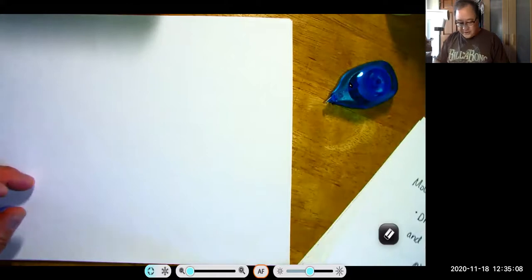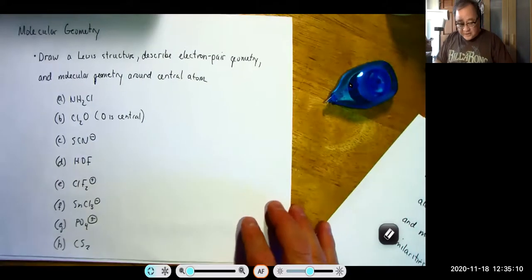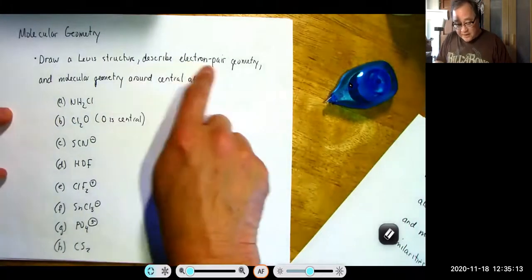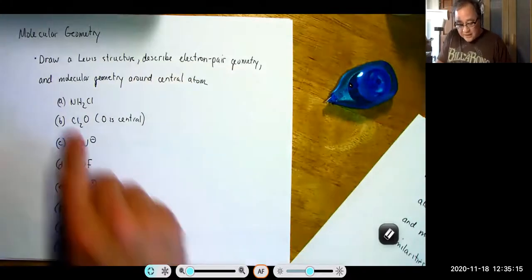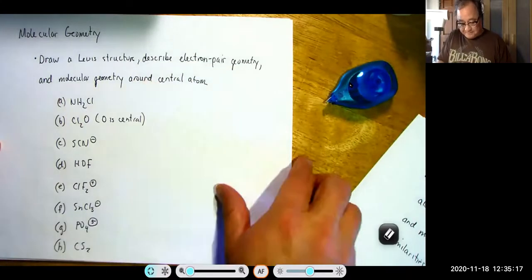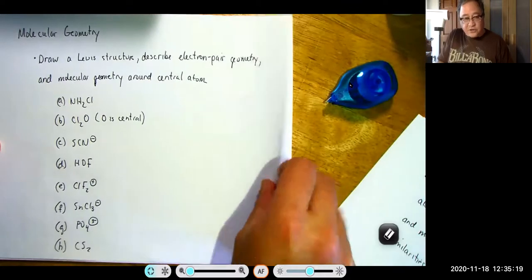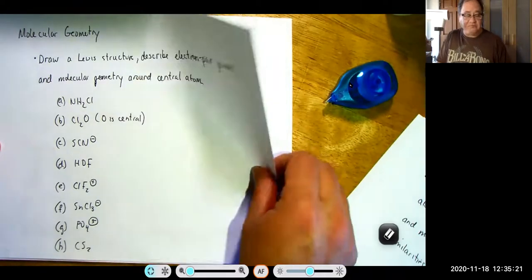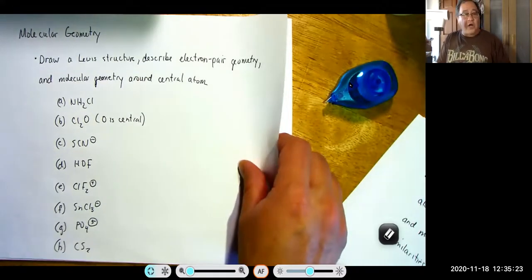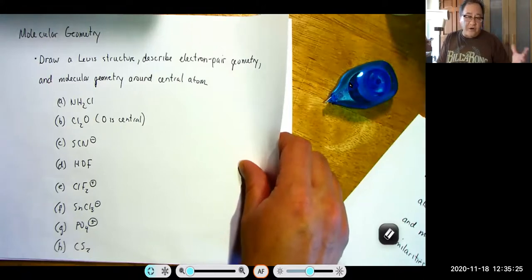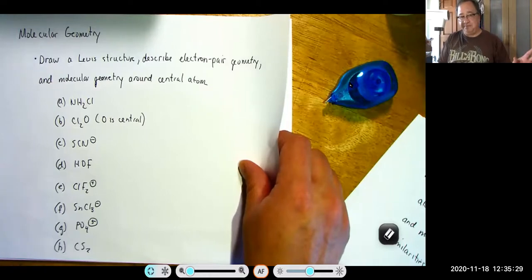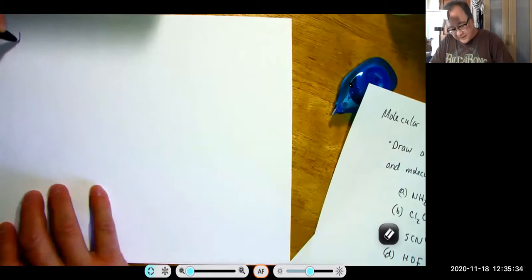This says, draw a Lewis structure, describe the electron pair geometry and molecular geometry around the central atom. Okay, so that word describe, does that mean draw? Not necessarily. A drawing could describe it. We all know a picture's worth 1,000 words, but you also could just use a name. So let's take a look at a few of these.